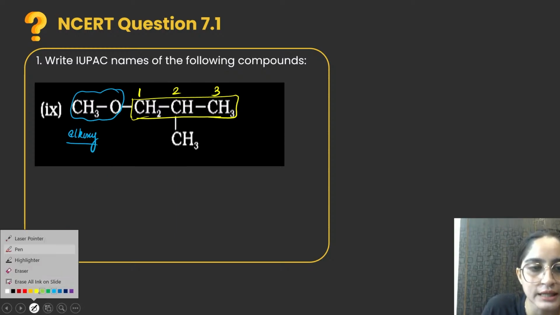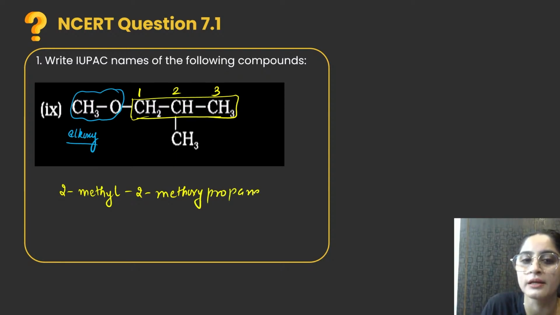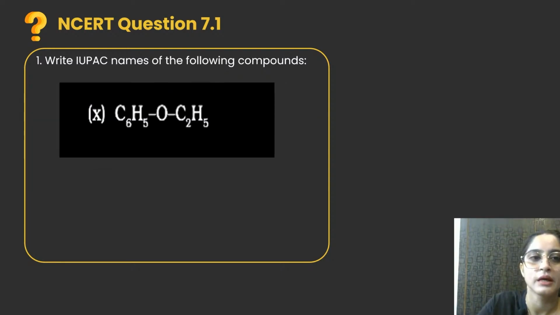So what you will write here, the answer will be: on the second position you have methyl, on the first position you have methoxy, right? So you'll write 2-methyl, 2-methoxy propane, right? That is your answer. Okay, next one is this one.